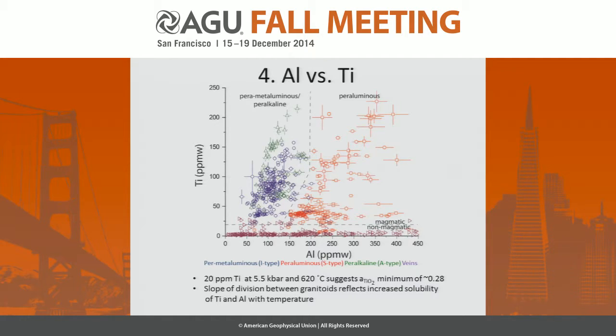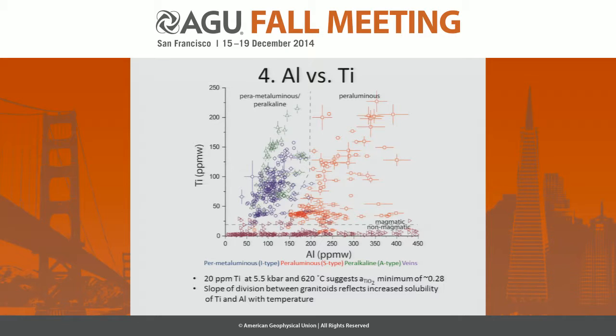So the 20 ppm line, if you think about it in terms of the titanium in quartz calibration, using a 5.5 kilobar estimate from mafic enclaves in the Lachlan Fold Belt and a near solidus granodiorite crystallization at 620 degrees, you get a minimum activity for titanium of 0.28, which is broadly consistent with the results observed from Nick Tailby and others on granitoids.